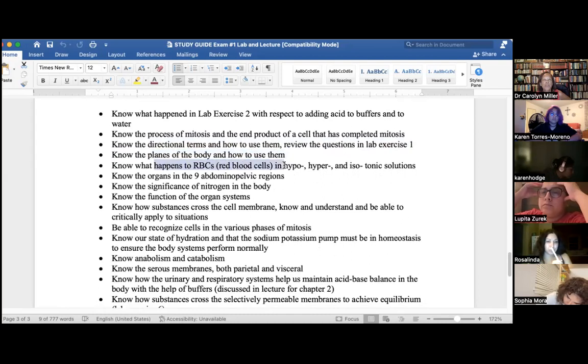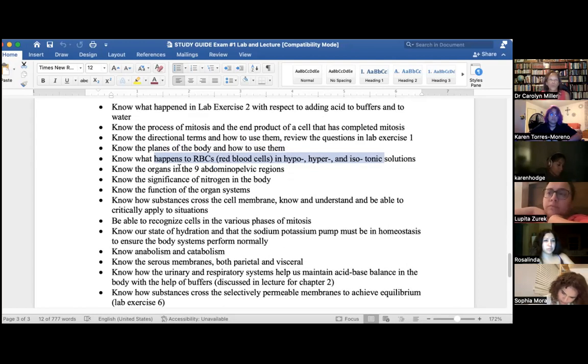Know what happens to RBCs in hypo, hyper, and isotonic solutions. I will show you that in the lab, because what I'll do is just put A, B, and C on a picture, and I'll say, based on what happened to the red cell, what type of solution was it placed in? If it burst, it was hypo. If it crenated or shrank, when the cell shrinks, which is crenation, that is hyper. And then iso, nothing happens. It's an equal concentration.